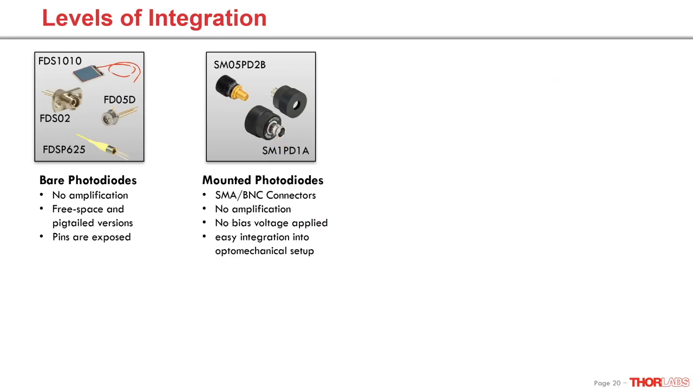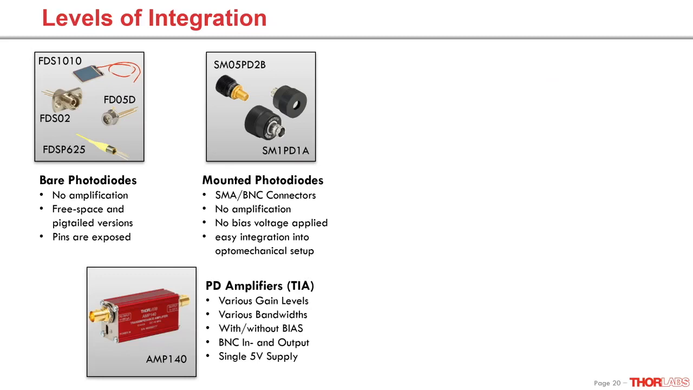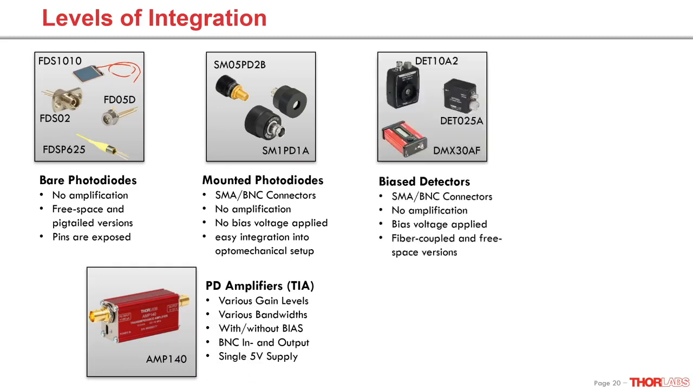Both bare and mounted photodiodes can be connected to one of the M series transimpedance amplifiers. There are various models with different gain levels, bandwidths, or optional bias available. They feature a BNC input and output and a single 5-volt supply. When high bandwidth is required, the DET or DMX series with built-in bias voltage are a good choice. The series that has free space and fiber-coupled models is intended to work with external 50 ohm load resistance.